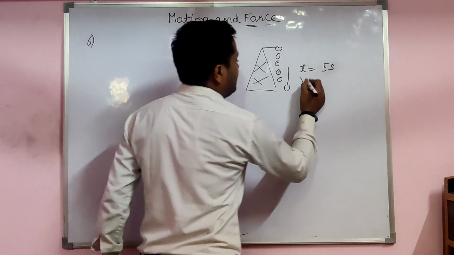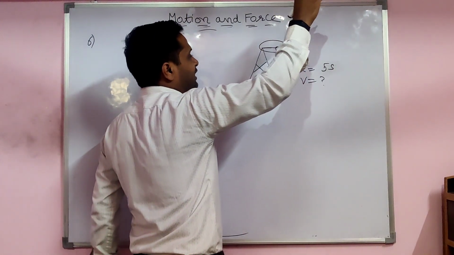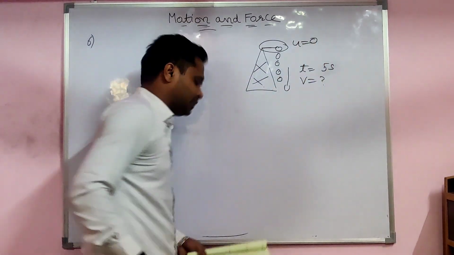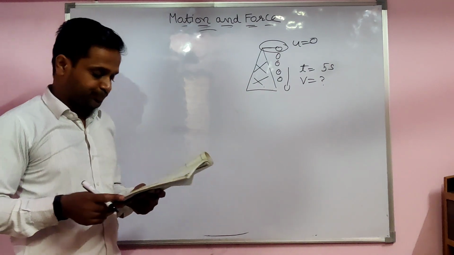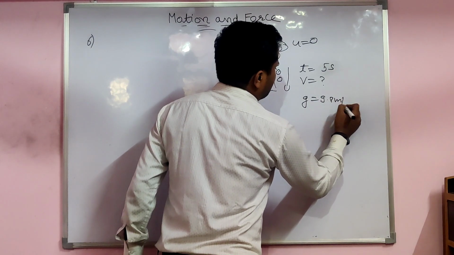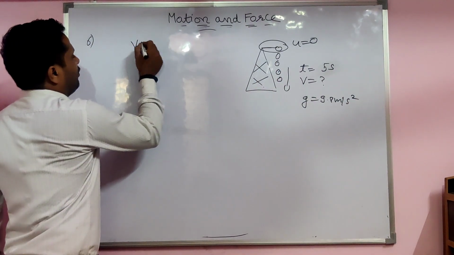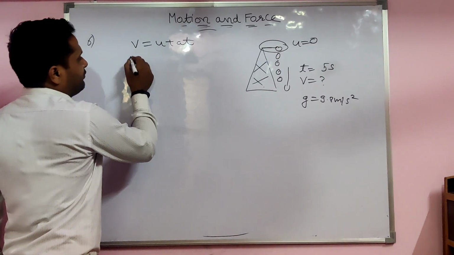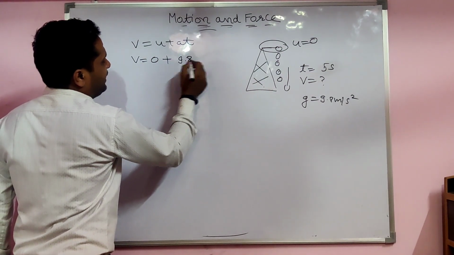You have to find V. I already told you, when you throw a body from up, a freely falling body, the initial velocity is always 0. Gravity is always 9.8 meter per second square. The equation is always the same: V is equal to U plus AT. You have to find V, the initial velocity is 0, and the value of A is 9.8.